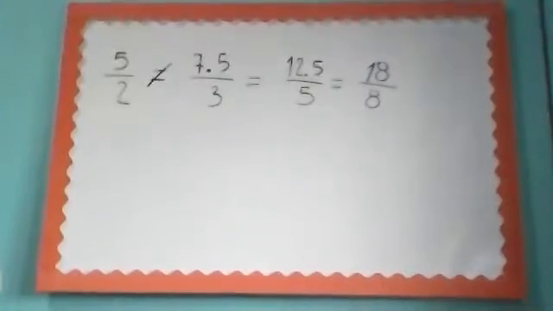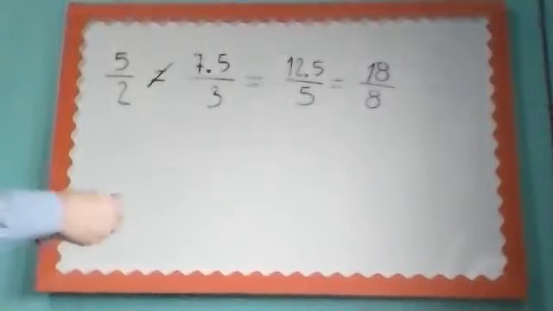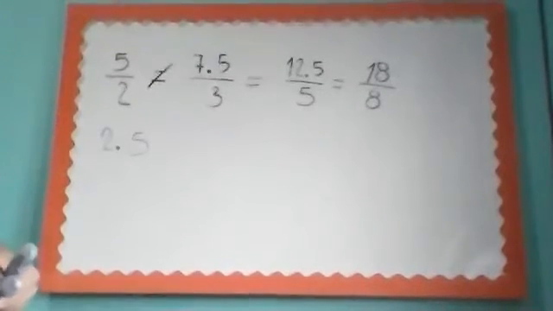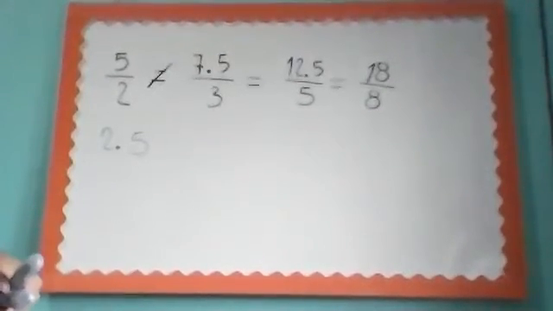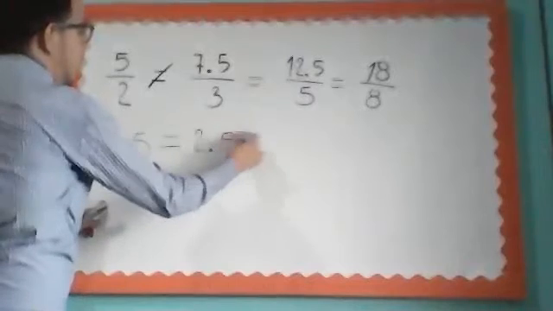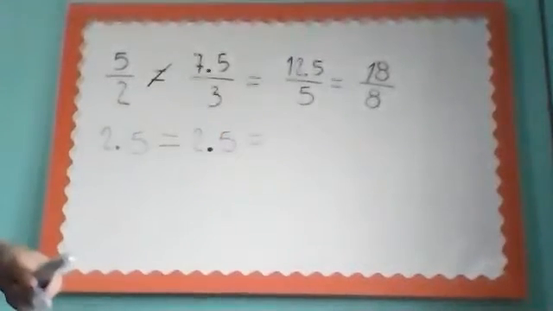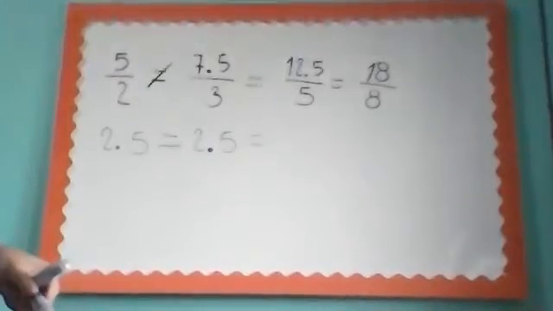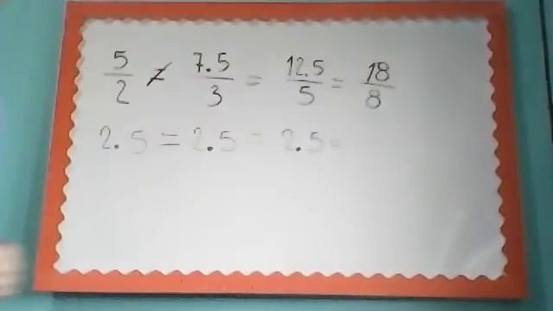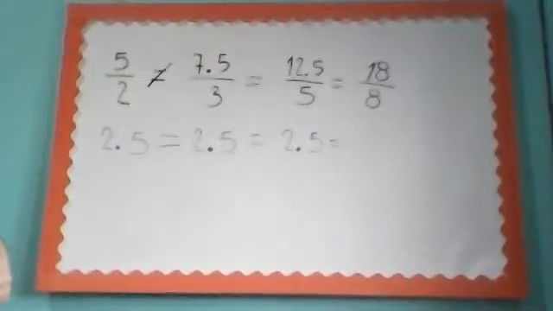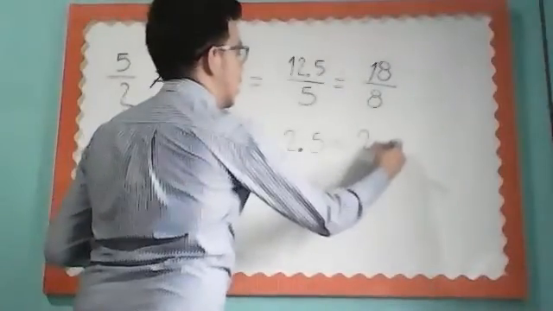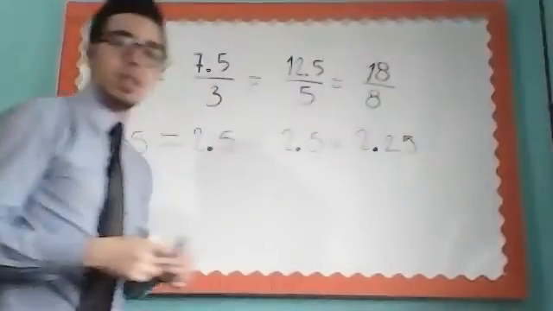You can prove it by dividing. You divide 5 by 2, you have 2.5. You divide this one, 7.5 by 3. I'm going to prove it, guys. 2.5. I'm going to divide the other one, 12.5 by 5. I have 2.5. And the other one, if I divide 18 by 8, 18 by 8 is 2.25. This is different. The last one is different.